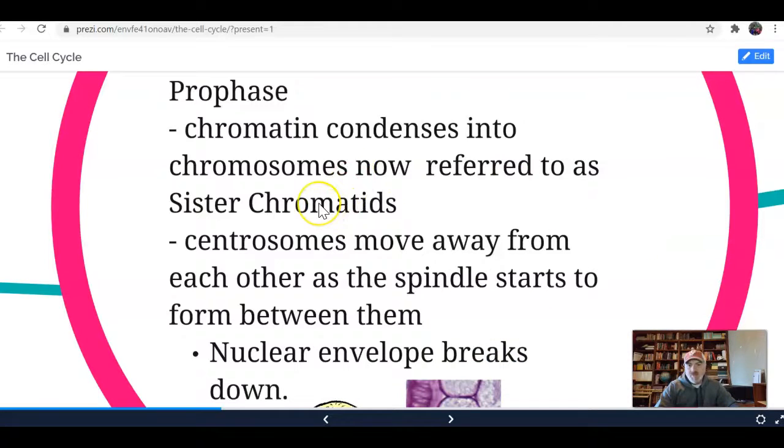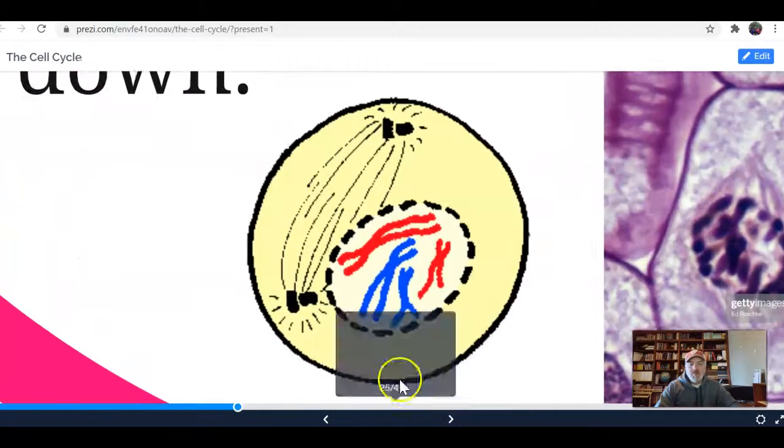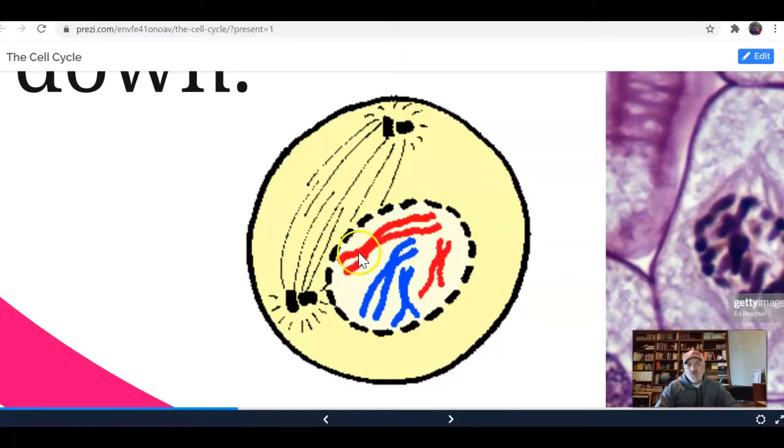The first phase is called prophase. Chromatin is going to condense into chromosomes. You start to see those chromosomes for the first time. They're referred to as sister chromatids at this point. Centrosomes move away from each other as the spindle starts to form between them and the nuclear envelope starts to break down.